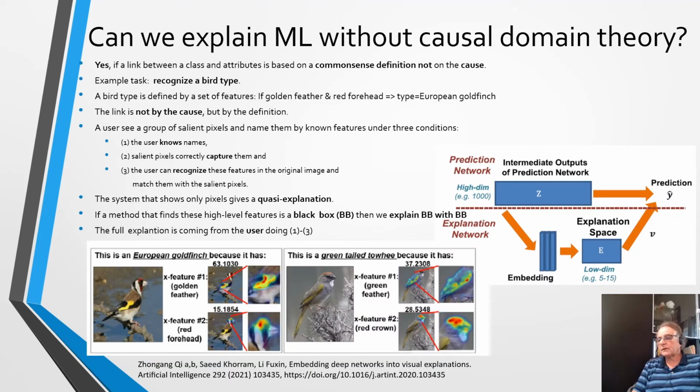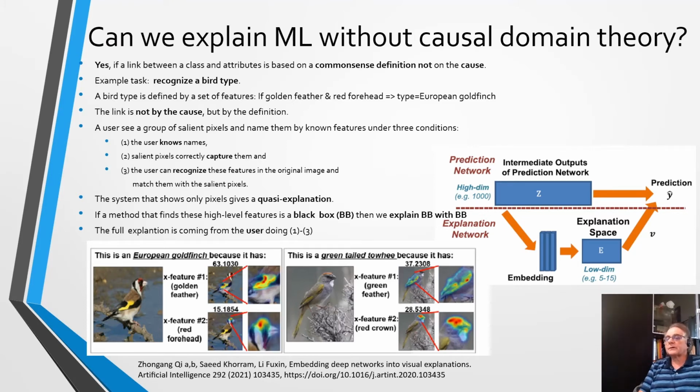The next question is, can we explain machine learning without causal domain theory? The short answer is yes, if a link between a class and attributes is based on a common sense definition, not on the physical cause. For example, we recognize a bird type. A bird type is defined by a set of features. If a golden feather and a red forehead are present, then the type is European goldfinch. The link is not by the cause, but by definition.